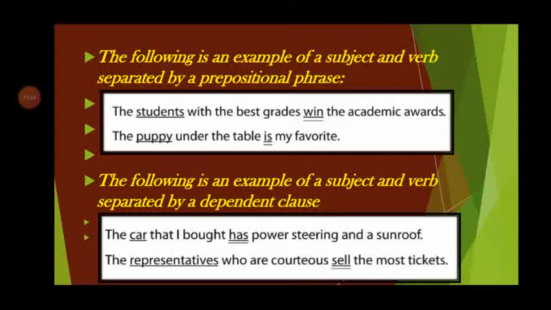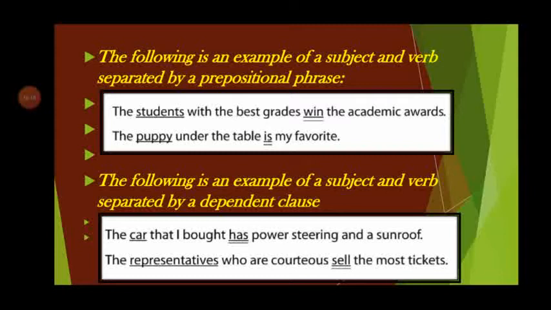The second sentence, the puppy under the table is my favorite. Then, puppy is singular. Under the table is a prepositional phrase. Just strike off the prepositional phrase, then you will get the subject. Puppy is the singular form. So that's why the verb is also singular. Is is added with the sentence.